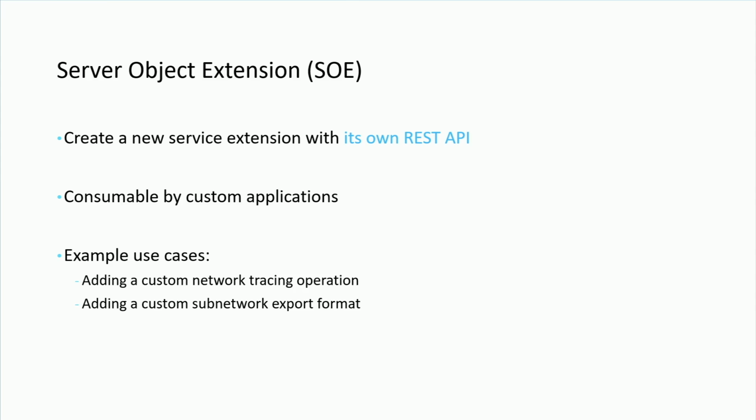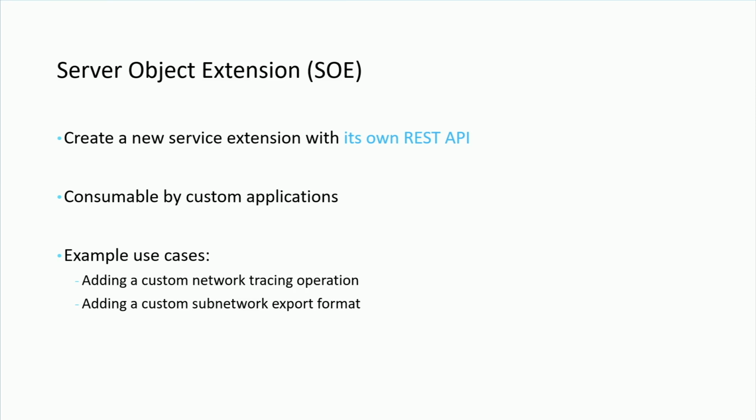Now, the other side of the coin is the extension. Not the interceptor, but the extension. With an extension, you are creating your own REST API. You are extending the REST API with new operations. And because you're extending the API, it's a new API, you're also going to have to extend your applications. Either you're writing custom applications, maybe you have a custom web app that knows how to hit your new operations, your SOE operations, through the REST API.